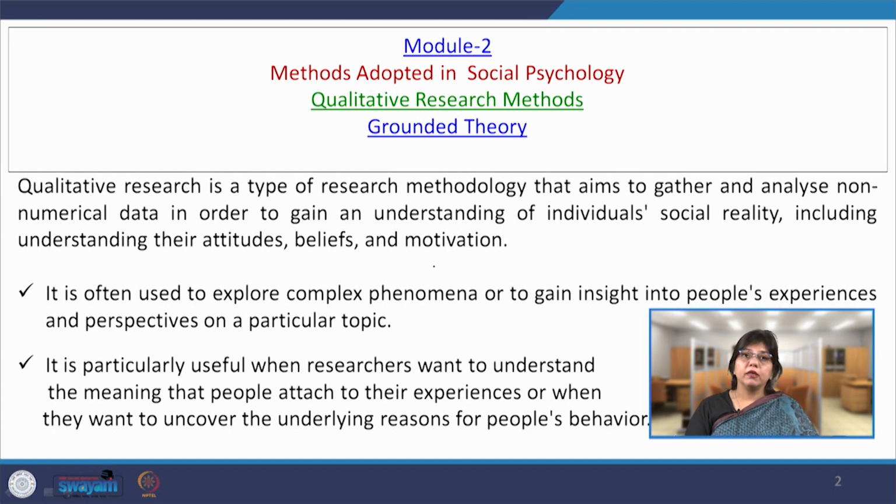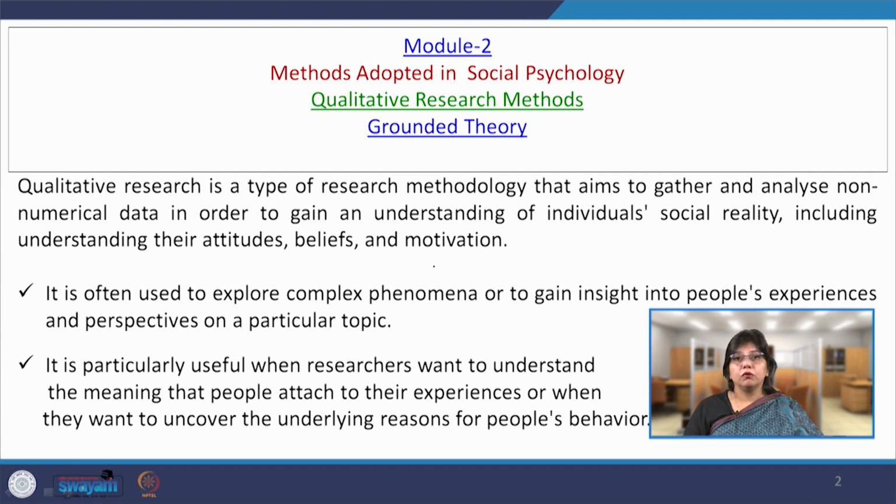So, the qualitative research method is used to explore complex phenomena or to gain insight into people's experiences and perspectives on a particular topic. It is particularly useful when researchers want to understand the meaning that people attach to their experiences of any particular event and uncover their emotions, feelings and the reasons for a particular behavior of a particular person, situation or event.